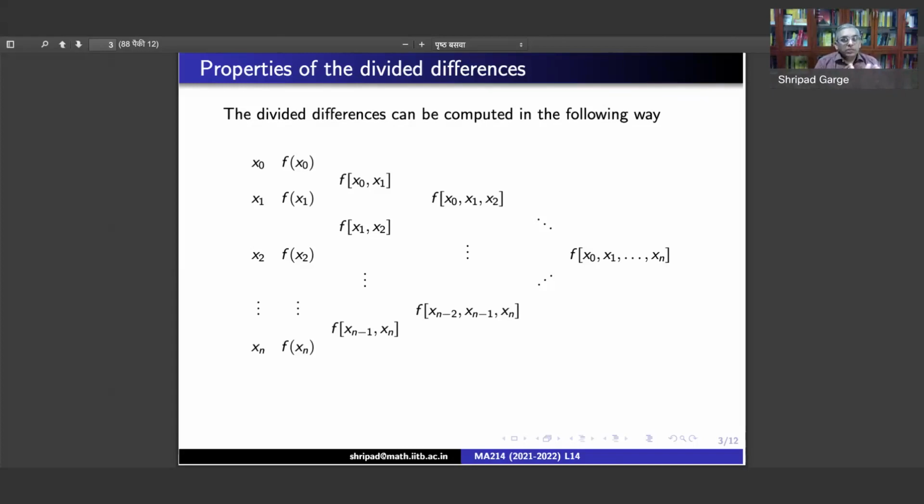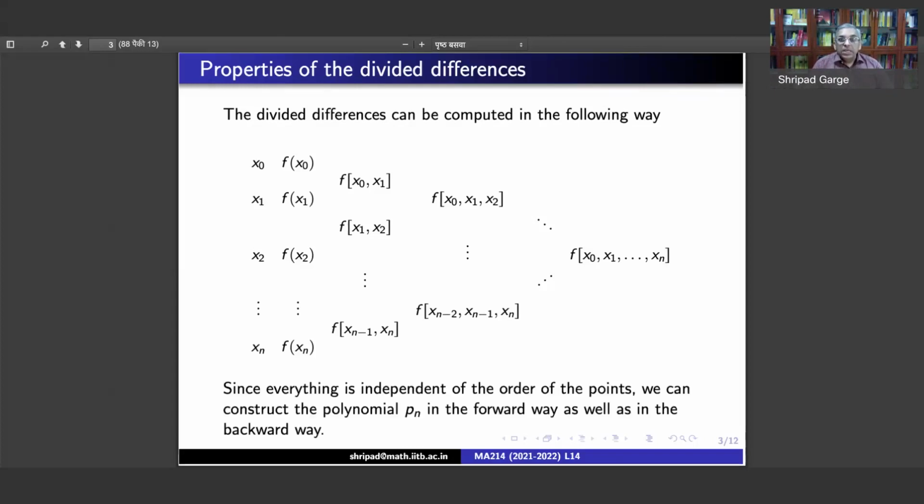All you need to do is perhaps write this table for, say, n equal to 3 or n equal to 4 to understand how this is to be done. But this is really a very effective way of doing the calculations. And I also told you that everything is independent of the order of the points. So we can compute the polynomials Pn in the forward way as well as the backward way.